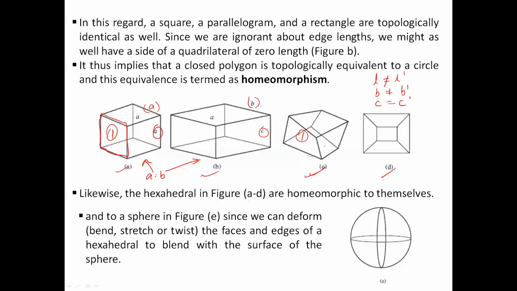When some object is topologically equivalent, then this property of topological equivalence is called homeomorphism. This is a very classic example of homeomorphism that you are seeing: a simple cube in different forms.